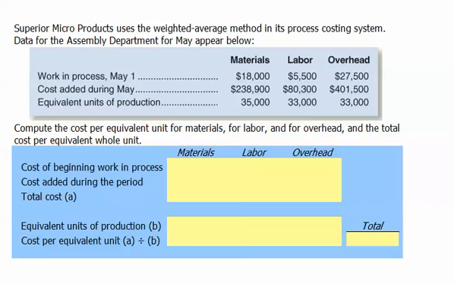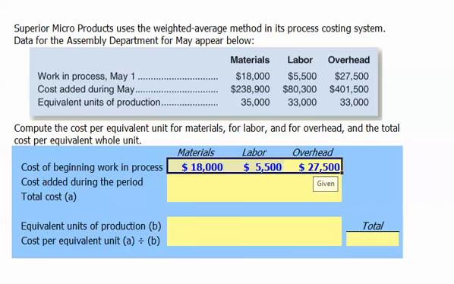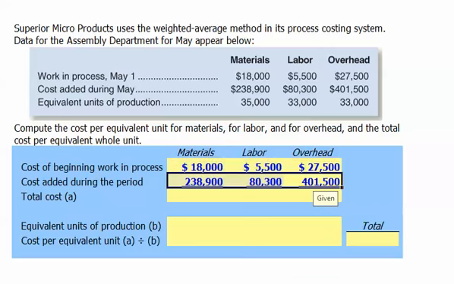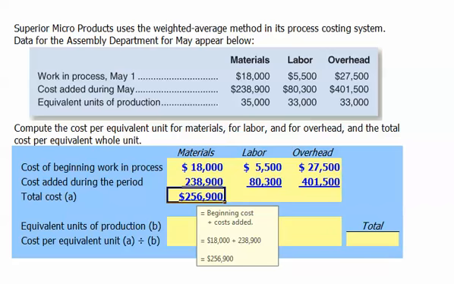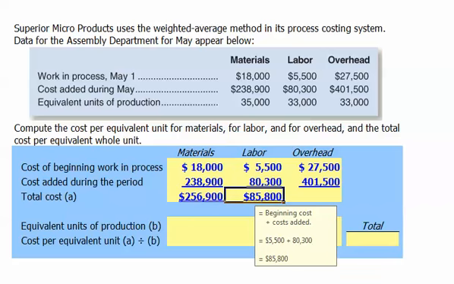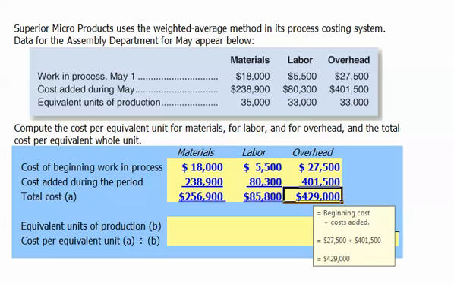We're told that we have $18,000 for direct materials, $5,500 in labor, and $27,500 in manufacturing overhead costs. During the period, we added $238,900 in direct material cost, $80,300 in labor cost, and $401,500 in manufacturing overhead. This means our total direct material cost will be $256,900. Our total labor cost to account for will be $85,800. And the total manufacturing overhead cost we need to account for will be $429,000.